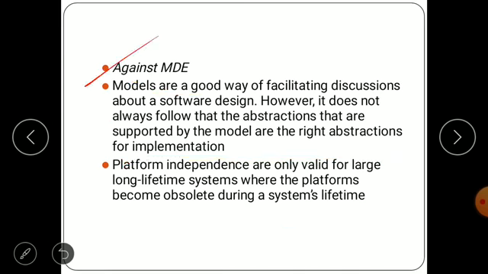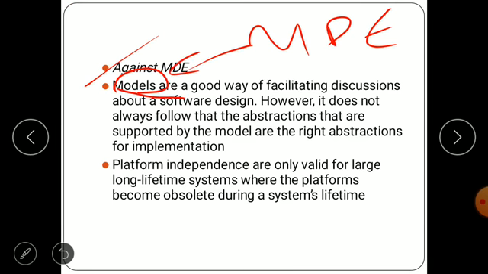Against MDE, models are a good way of facilitating discussions about a software design. Models are very useful for discussion. We know that the MDE outcome is a program. This is not the outcome of models, so they are saying that models are a good way of facilitating discussion about a software design.